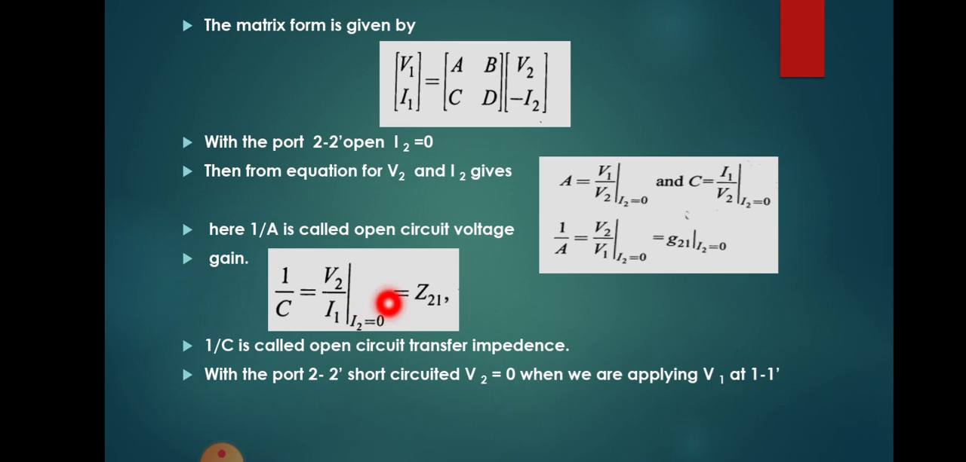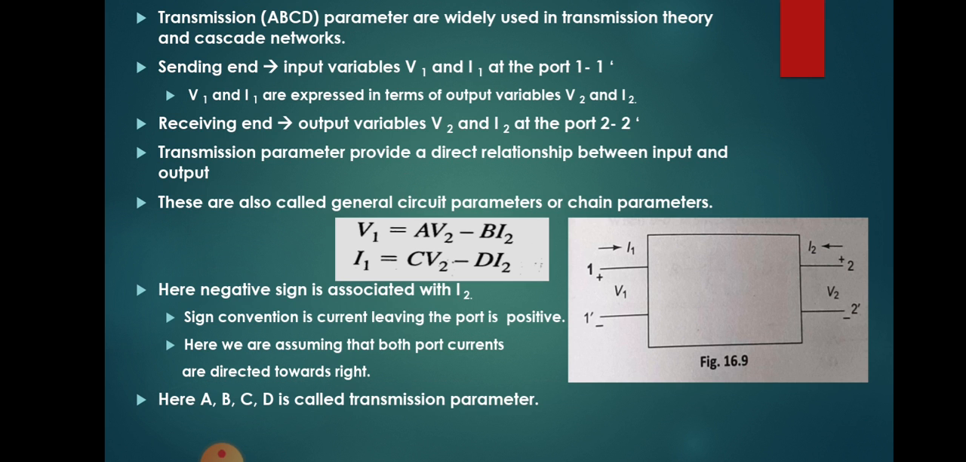Next, we have to find out other quantities such as B and D. So to get B and D, what we are doing is short circuiting the second port. Here first we opened the second port. Next we are going to short circuit this port. So when 2 dash is short circuited, V2 will become 0. Then what will happen to this equation when V2 equals 0? So this term will be 0 and this term also will be 0. So we will get the value of B as B equals minus V1 by I2. Similarly, D will be equal to minus I1 by I2.